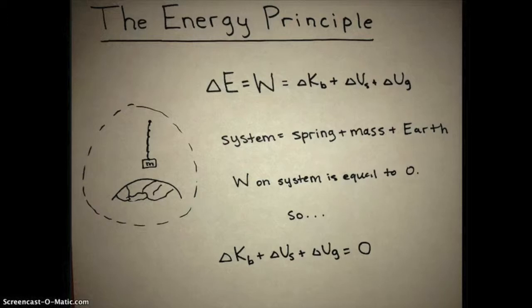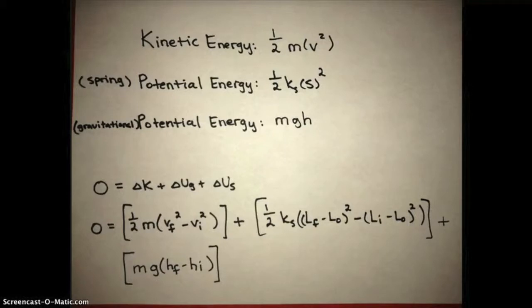Since the change in energy in this case is equal to the change in kinetic energy of the mass plus the change in potential energy of the spring plus the change in potential energy of gravity, I set the sum of these quantities equal to zero. Now I can plug in the equations for these quantities. Kinetic energy is equal to 1/2 mv squared. Spring potential energy is equal to 1/2 k sub s times s squared, with s being equal to the length of the spring at that instant, L, minus the relaxed length of the spring, L naught. And the potential energy of gravity is equal to mg times the height.